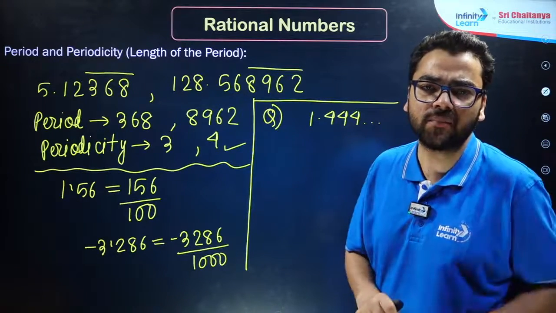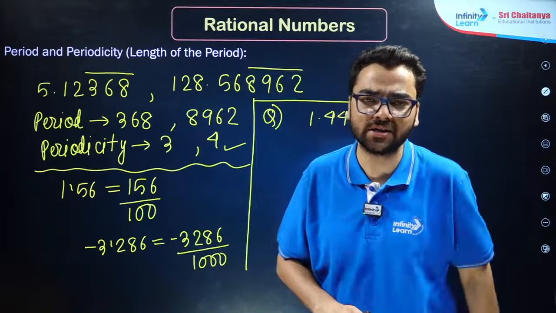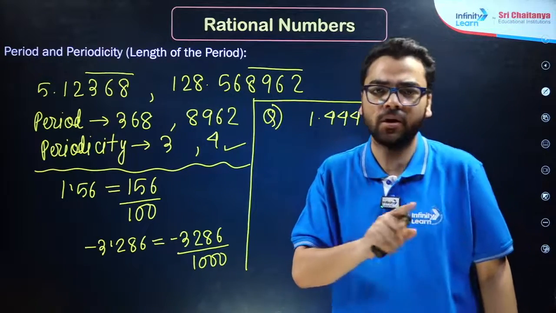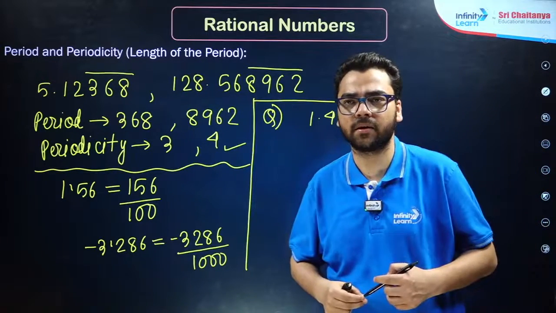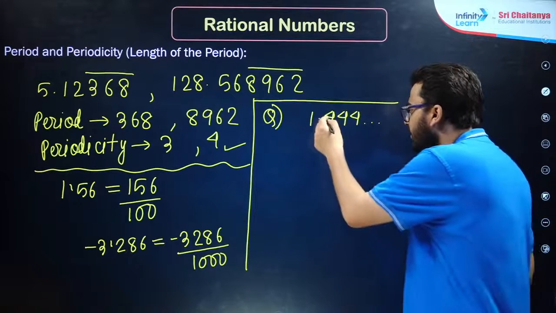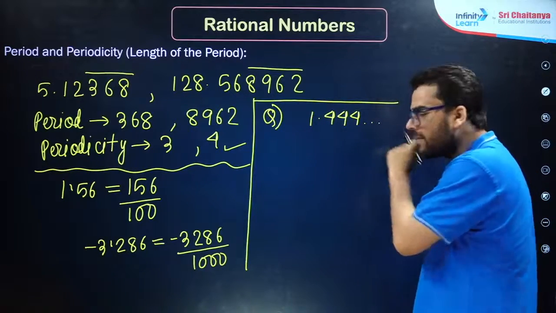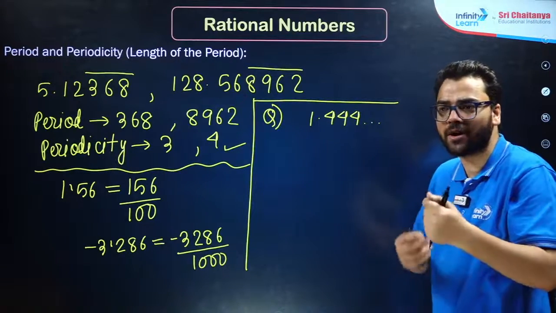If it's a rational number, you must be able to convert it in the form of P by Q, where P and Q are integers and Q is not equal to 0. So how will you convert this in the form of P by Q? Can you tell me? Like over here, you cannot simply remove the decimal and you cannot tell how many zeros will come, because it is going on up till infinity. So you cannot decide that.